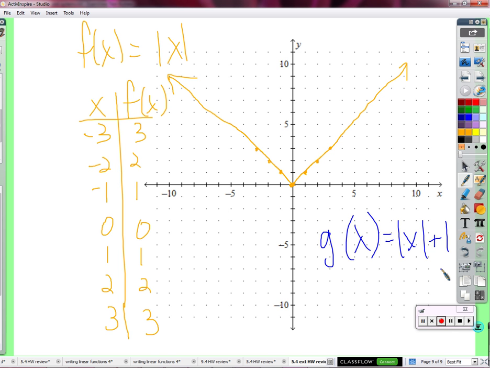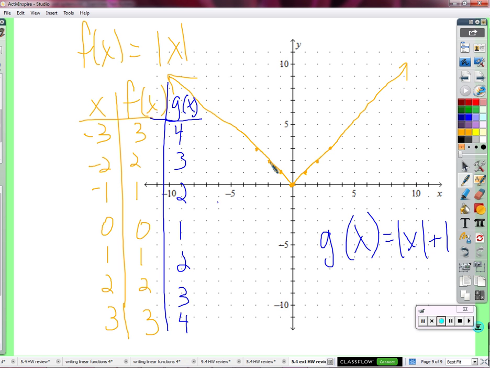Okay, so here's g of x. Well, g of x is just like f of x. Put in 1, get out 1. Put in 0, get out 0. Put in negative 3, get out positive 3. But you add 1 to it after you do the absolute value. If you look at f of x, it is the absolute value part. What would I do with each of these numbers to get g of x? Plus 1. Just add 1. So 3 plus 1 is 4, 2 plus 1 is 3, 1 is 2, 0 plus 1 is 1.